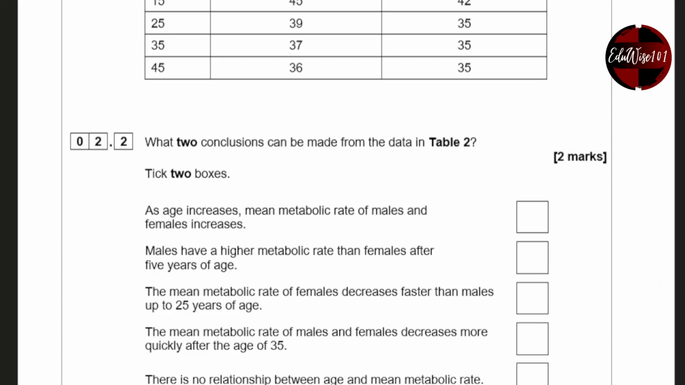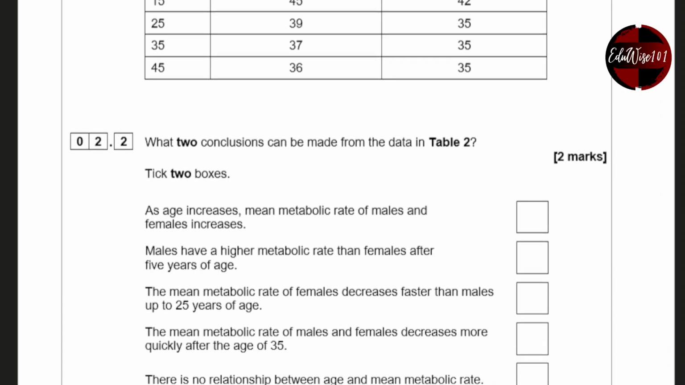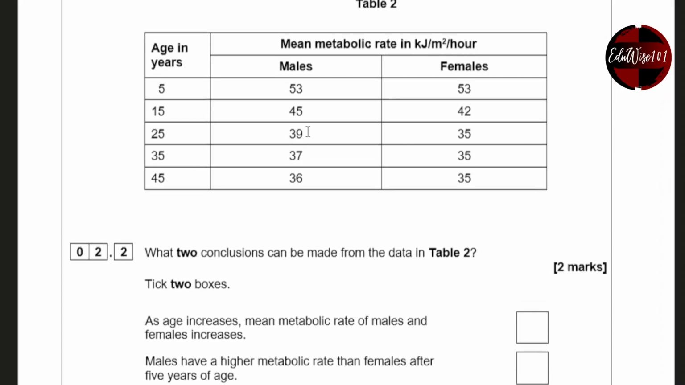Tick 2 boxes. As age increases, mean metabolic rate of males and females increases. That's not happening. They're both going down. Males have a higher metabolic rate than females after 5 years of age. At 5, they're the same, equal. At 45, that's higher: 39 as opposed to 39.5, yes, it's higher. 37 is higher than 35. 36 is higher, so that is correct.